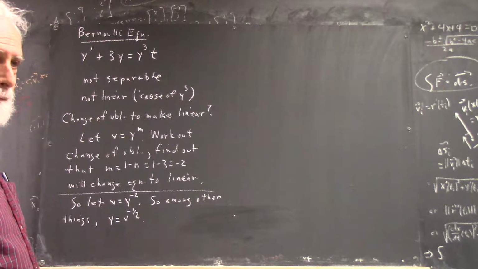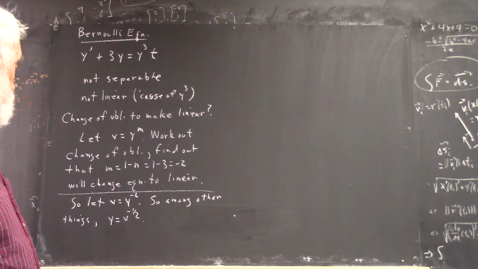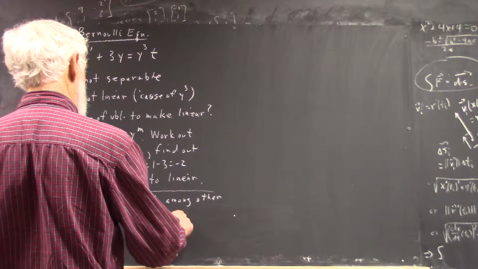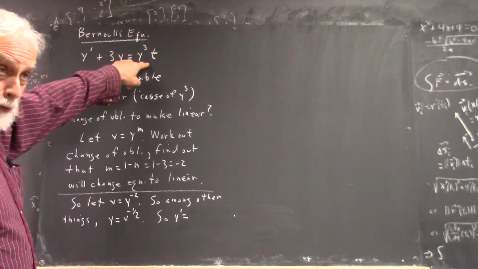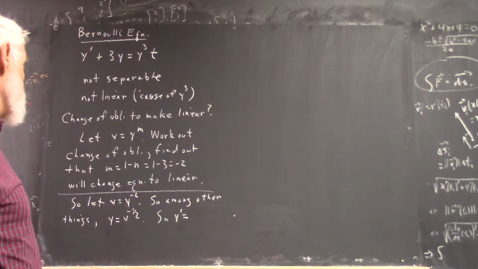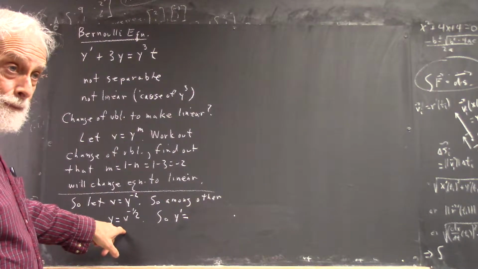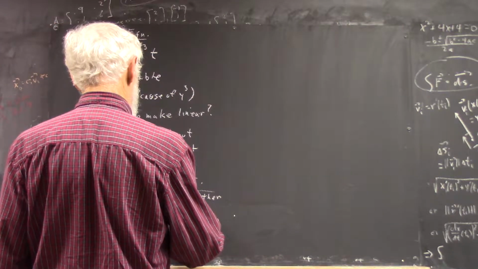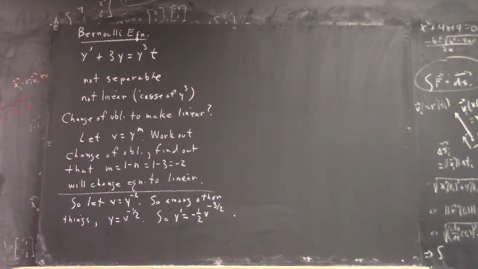So, what do we do? Substitute. Well, we still need to find what y prime is, and we substitute them in. We have something to substitute for y, both here and here. So what's y prime then? Because we've got to substitute for y prime. Well, it's a derivative of v to the negative 1/2, which is negative 1/2 v to the negative 3/2. Easy enough.